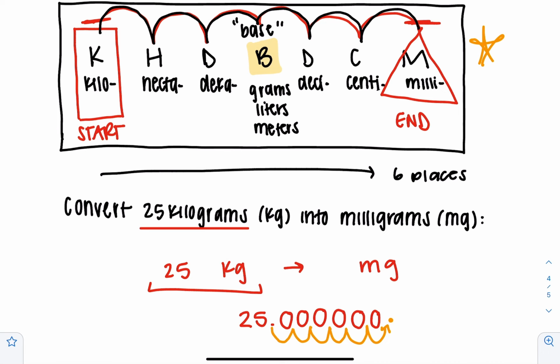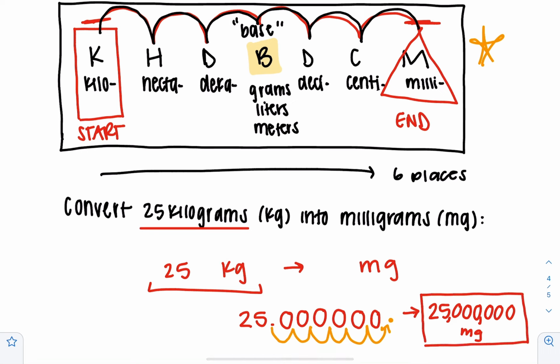So rather than 25 kilograms, we've converted this to be, well, how many zeros? There's 6 zeros. So we've actually converted this to be 25 million milligrams. And that is how we would convert 25 kilograms to milligrams. So our final value is 25 million milligrams.